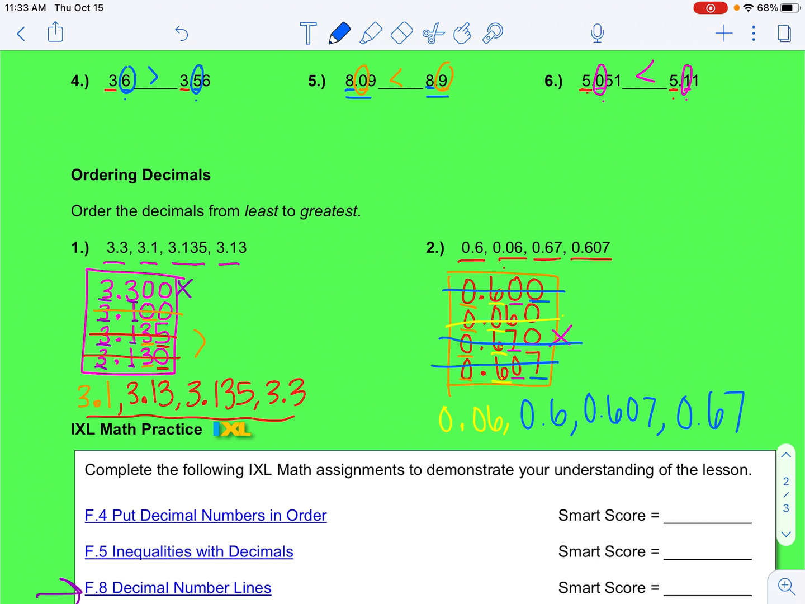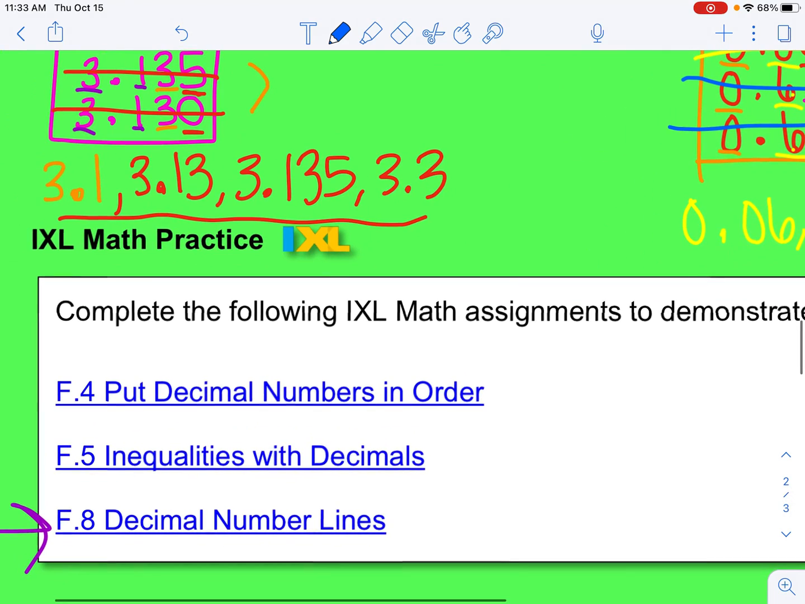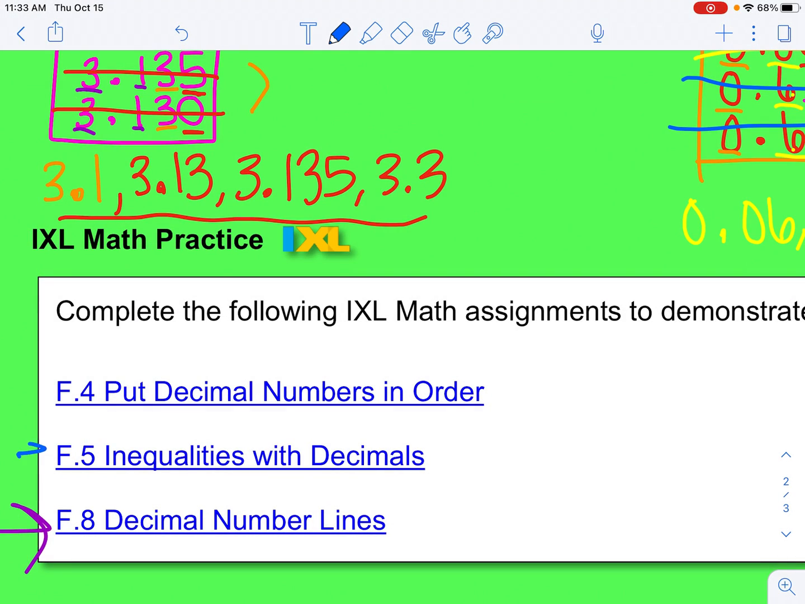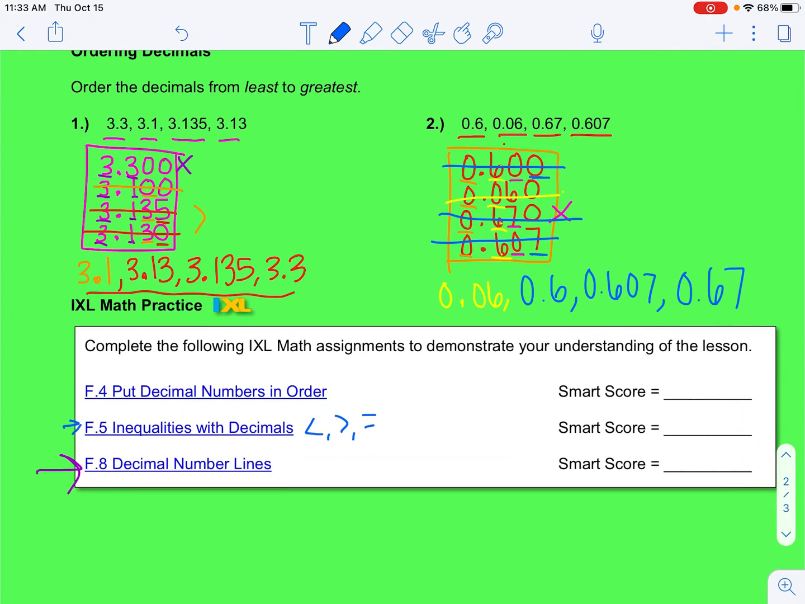Alright, so now your job is to complete 2 more IXLs, putting the numbers in order, and inequalities with decimals. That's comparing with the greater than, the less than, or the equal sign. And then you also have to work on 2.2 worksheet. If you have any questions, please be sure to let me know.